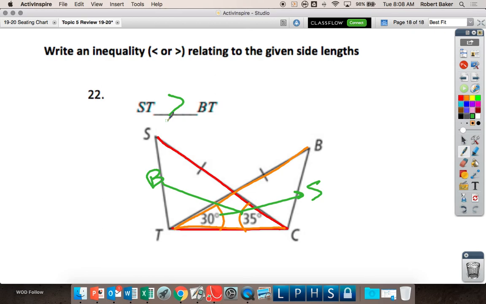So again, remember, look at those triangles in your notebook to make sure you can understand what each triangle looks like. This is pretty much the basis of your review.